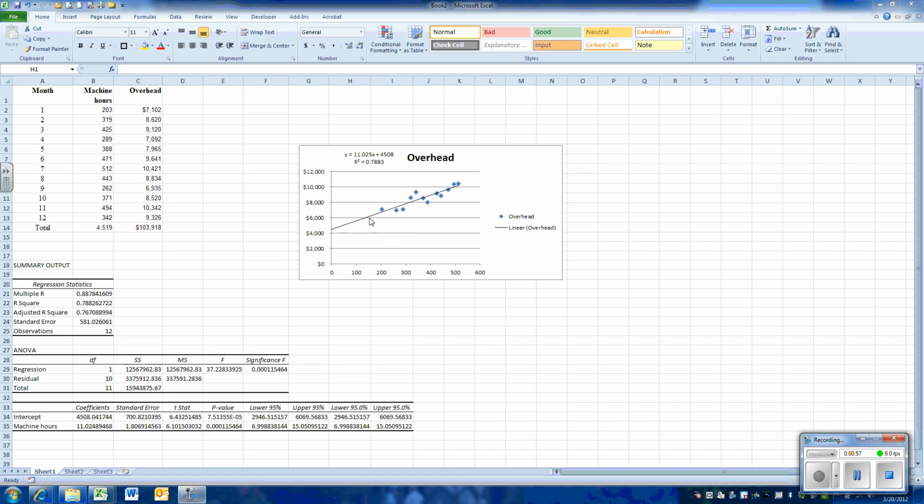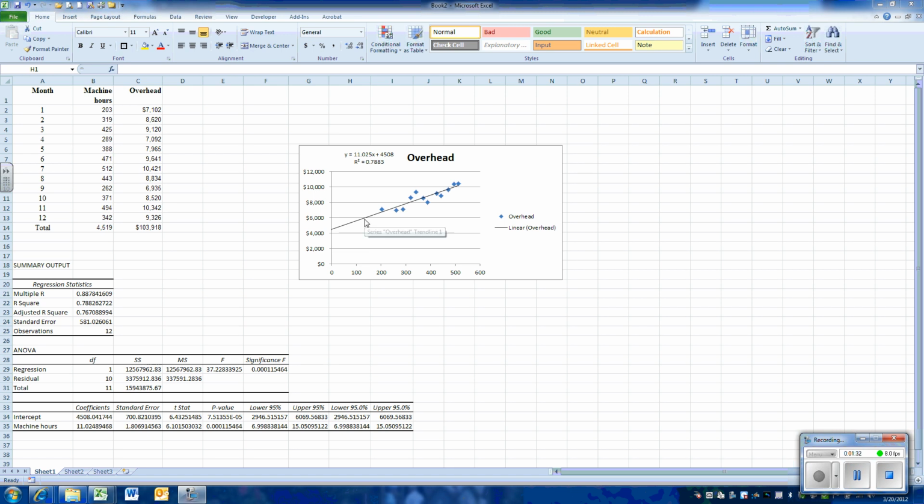Let's first of all look at our linear line. It begins just a little bit above 4,000, about a quarter of the way between 4,000 and 6,000. So that'd be 500. About 4,500 is where the line intersects the zero machine hours. Well, by definition, right there would be our fixed cost. So the fixed cost would be about 4,500.